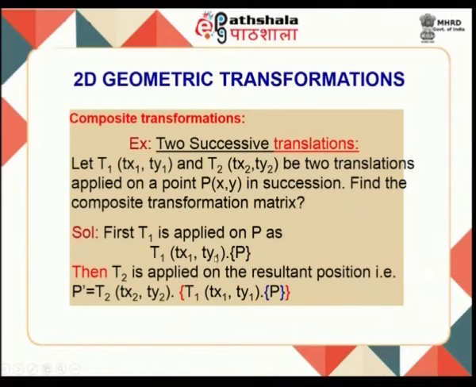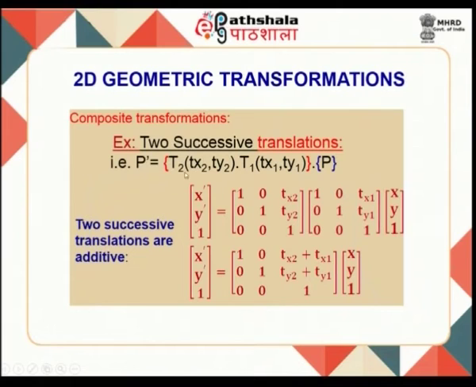In the previous slide, we had the red curly braces for T1 into P. Now we have altered the curly braces so that P is independent and kept aside, and T2 and T1 are multiplied, and the resultant is what is called the composite matrix. First do this multiplication, then multiply the resultant with P, and straight away get the P dashed.